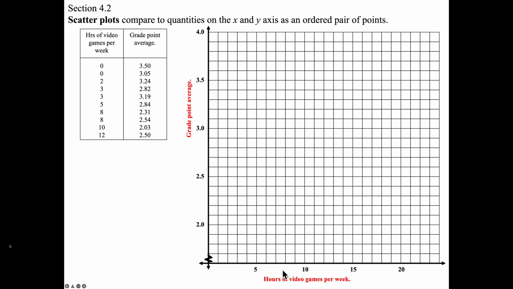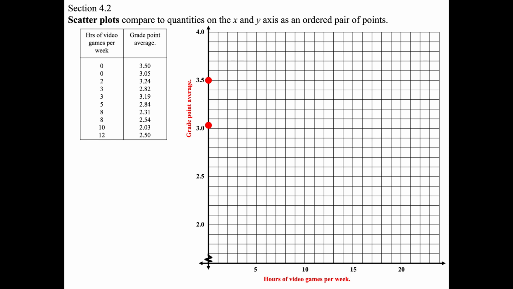On the bottom, counted by ones, there's 5, 6, 7, 8, 9, 10, and so on. I've labeled my axes, and now we'll get ready to plot points. So 0, 3.5; 0, 3.05. And again, you just need to put this point somewhere. That's why I'm using big points here. If I made them too small, they don't fit where I want them. They're really covering up a lot of space.